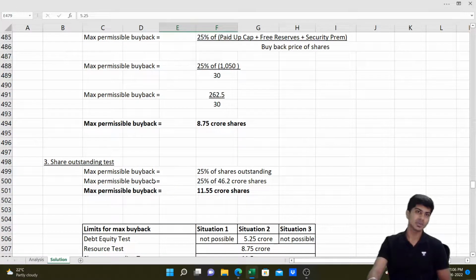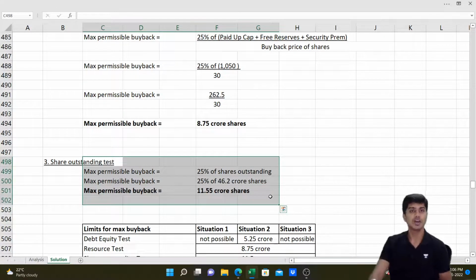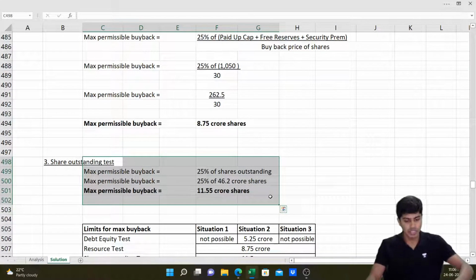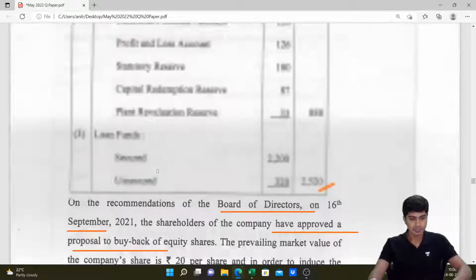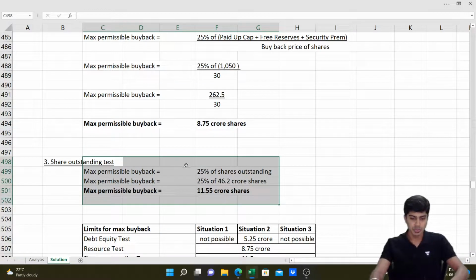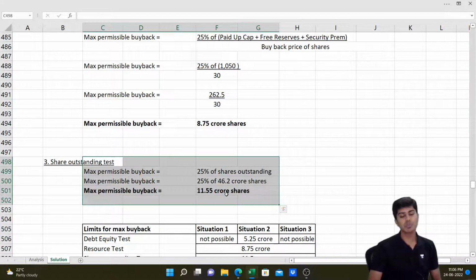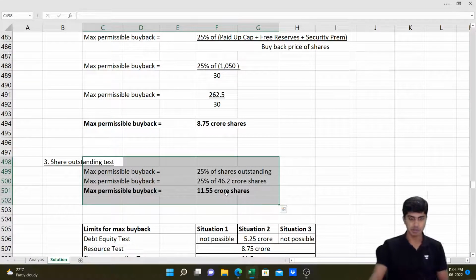However, let's see condition number 3 also. Condition number 3 is the shares outstanding test, which says the maximum permissible buyback is 25% of shares outstanding. So it is 25% of the number of shares. How many shares are outstanding? Let's quickly see that. In the question they have given 462 crores. Shares are of rupees 10 each. So 462 crores divided by 10 is 46.2. So 46.2 crore shares by 25% comes to 11.55 crore shares that can be bought back.